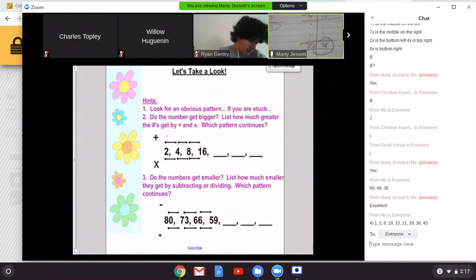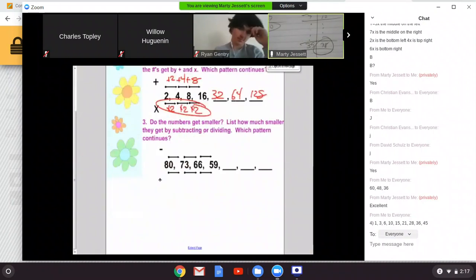If we try addition here, we see it's plus 2, plus 4, plus 8. All right, well, I don't see much of a pattern there. Let's try this. Times 2, 4 to 8, times 2, 8 to 16, times 2. So when I write out both, I can see that this is what my rule is, times 2. So we can continue it. 16 times 2 is 32, 64, and 128.